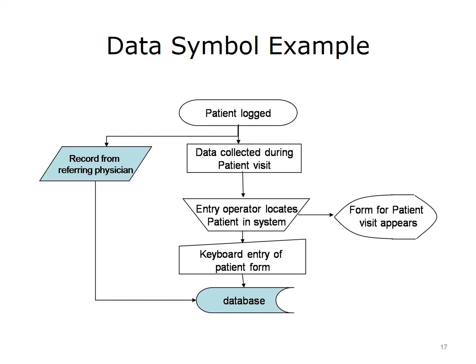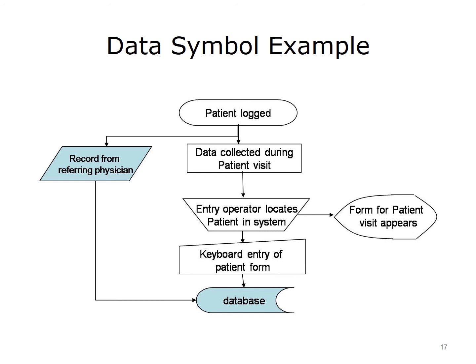After the during patient visit data collection, which presumably occurs on a paper form, signified by the manual process symbol, a data entry operator locates the patient record in the system. After which, two things occur. One, the entry form for the patient visit appears, and two, keyboard entry of patient form followed by storage of the data in a database.